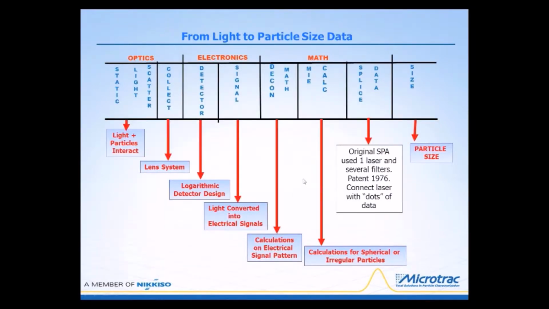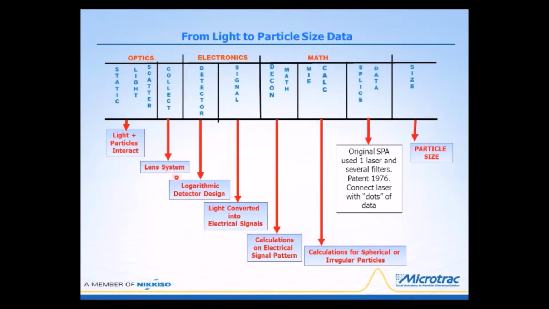Now, every one of the light scattering instruments that's ever been designed has three basic components. One is an optical system, one is an electronic system, and the other is a mathematical system. The optical system allows us to have the light interact with the particles. Obviously, that's the very first step. That has to happen. Then that light that is scattered is captured by a lens system.